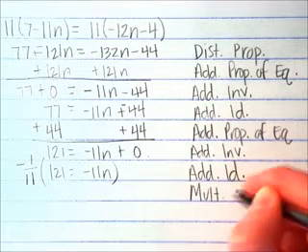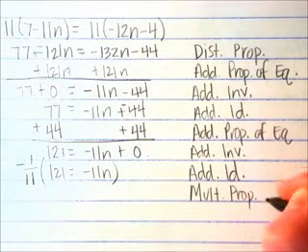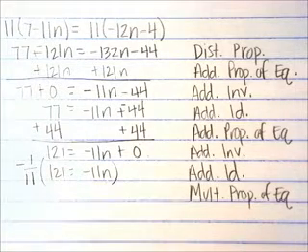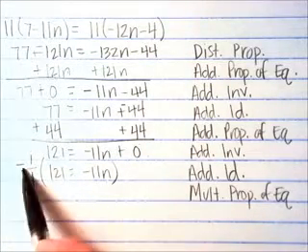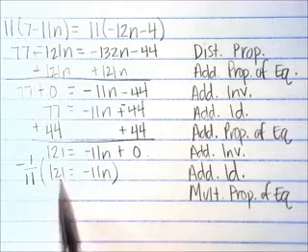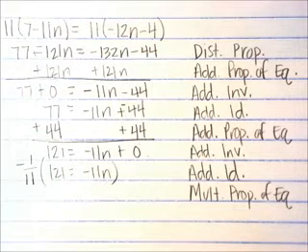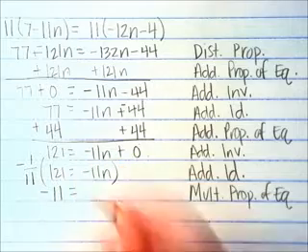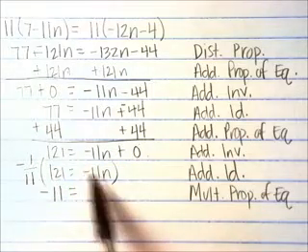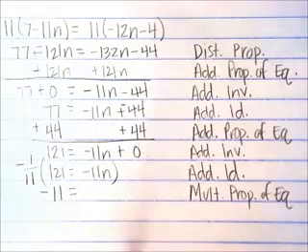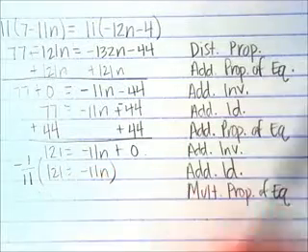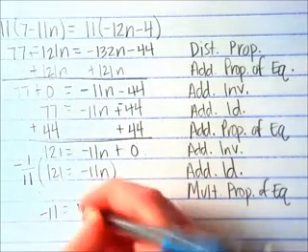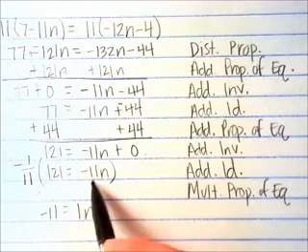We're now doing the multiplication property of equality because I'm multiplying both sides by the same number. Now, when I say negative 1/11 times 121, I'm going to end up with negative 11. And if I say negative 1/11 times negative 11, well, actually, let me move this down one step. Sorry. That's going to end up being 1n.